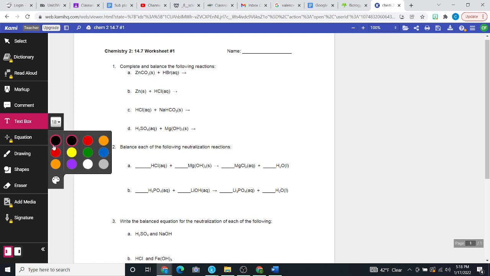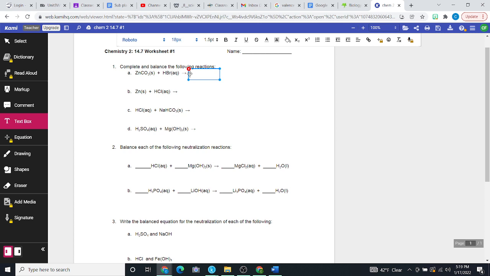Let me maybe do a text box here. So what I'm going to get, anytime I have a metal and a carbonate, I'm going to get some CO2. I wonder if it'll let me. Yeah, there we go. I'm going to get some CO2, and then I'm going to get some H2O plus a salt. Now, the big thing is, how do I find the salt?